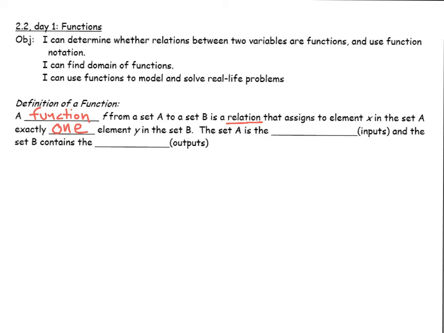Okay, the set A is referred to as the domain. You could also call it the inputs, or just the x values. The set B contains the range, the y values, or if you want to call them the outputs. You'll see a lot of what we call mapping diagrams that illustrate this.